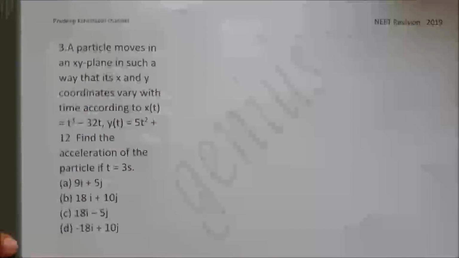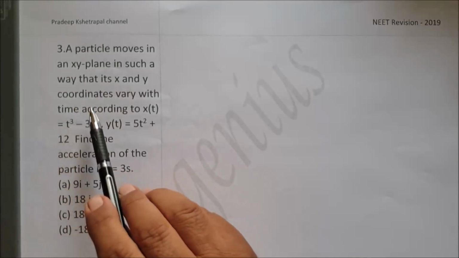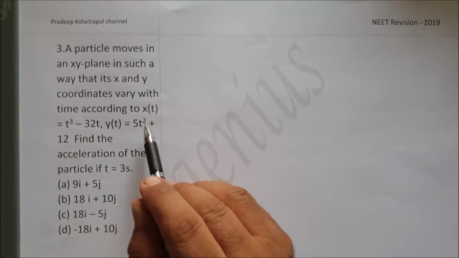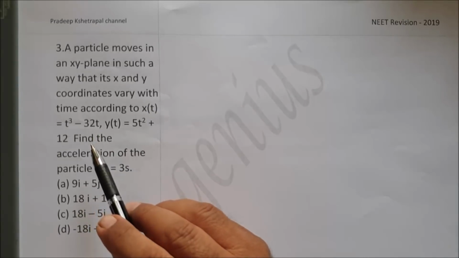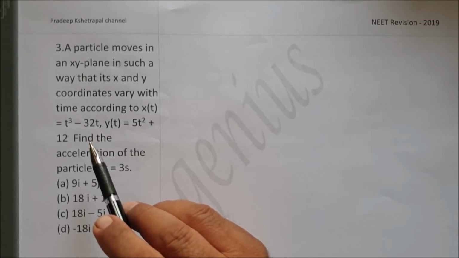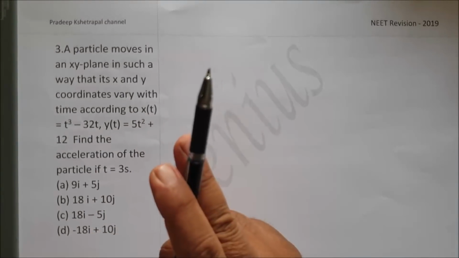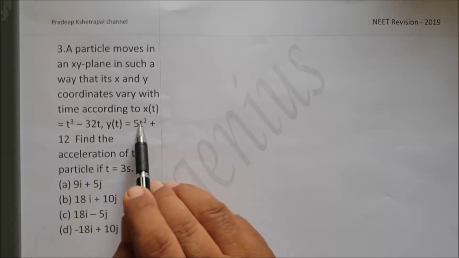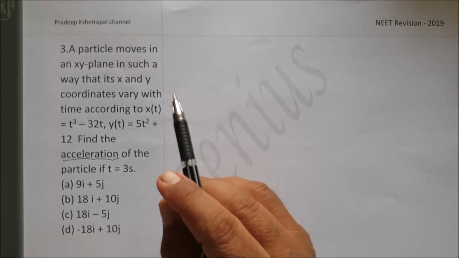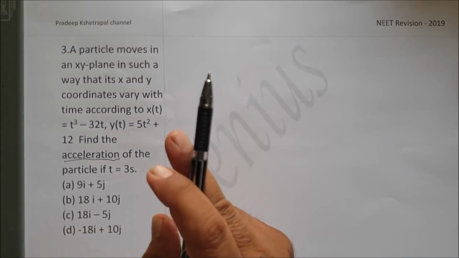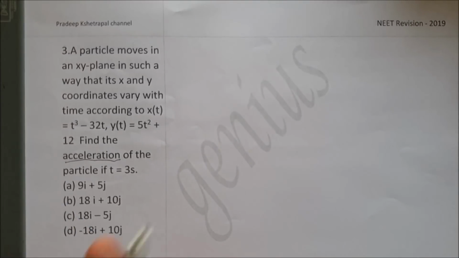A particle moves in an xy plane such that its x and y coordinates vary with time according to x is this much, y is equal to this much. So x and y are variable. That means its displacement is variable. X and y represent displacement. Remember, those are functions of time. Find acceleration. How can we find from the equation of displacement go to the equation of acceleration? Answer is in two steps.